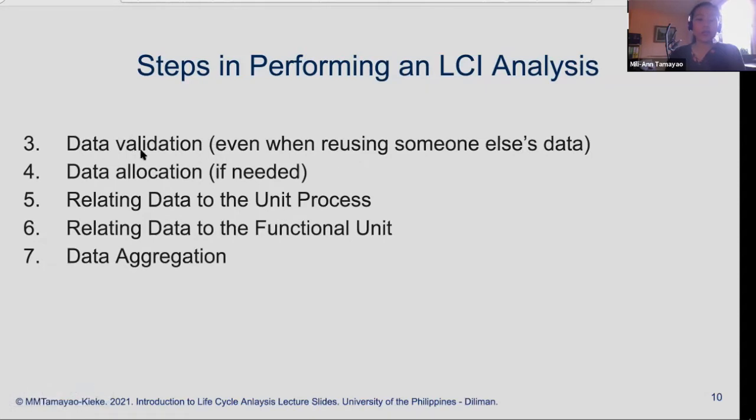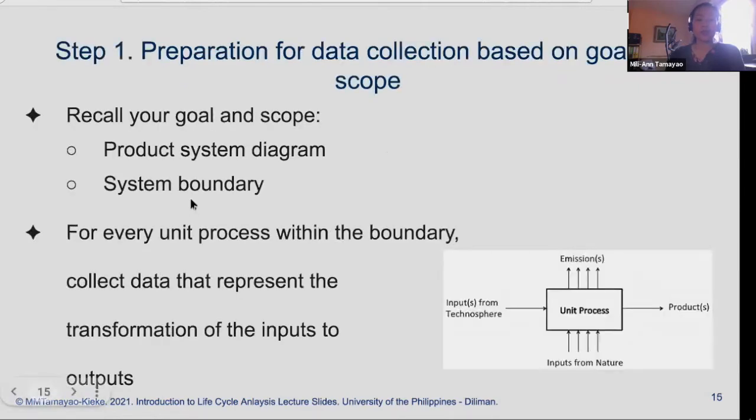Again, just a note on data validation. You have to perform this even when you're just reusing someone else's data, even if that data comes from a journal article, for example, that has already been peer reviewed. And of course, you have to determine whether there is a need for data allocation. Okay, so let's go through each step in more detail.